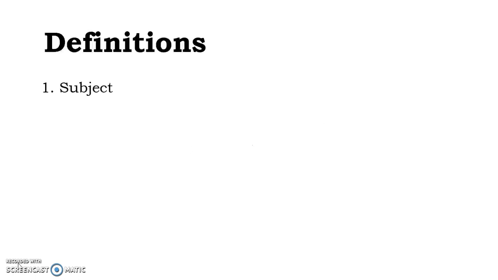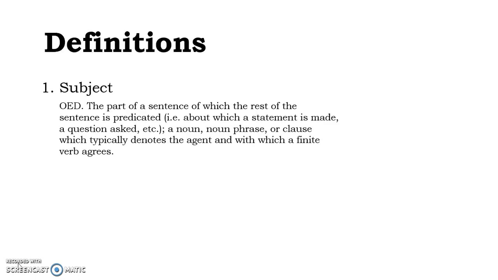So, some definitions first. The subject of a sentence, the OED says, is the part of a sentence of which the rest of the sentence is predicated. You might think about it this way: every complete thought represented by a sentence has an agent doing something. So, who or what is that agent? That's the subject of the sentence.